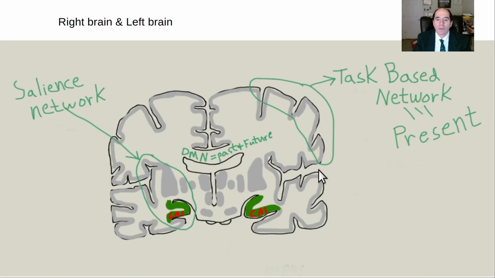Okay, now we're going to talk about the concept of networks in the brain. These networks are ways that the brain handles different things. So the default mode network, you can especially think of it as being in the cingulate gyrus, which is just right here. I'll go through the anatomy in a little more detail in just a moment.